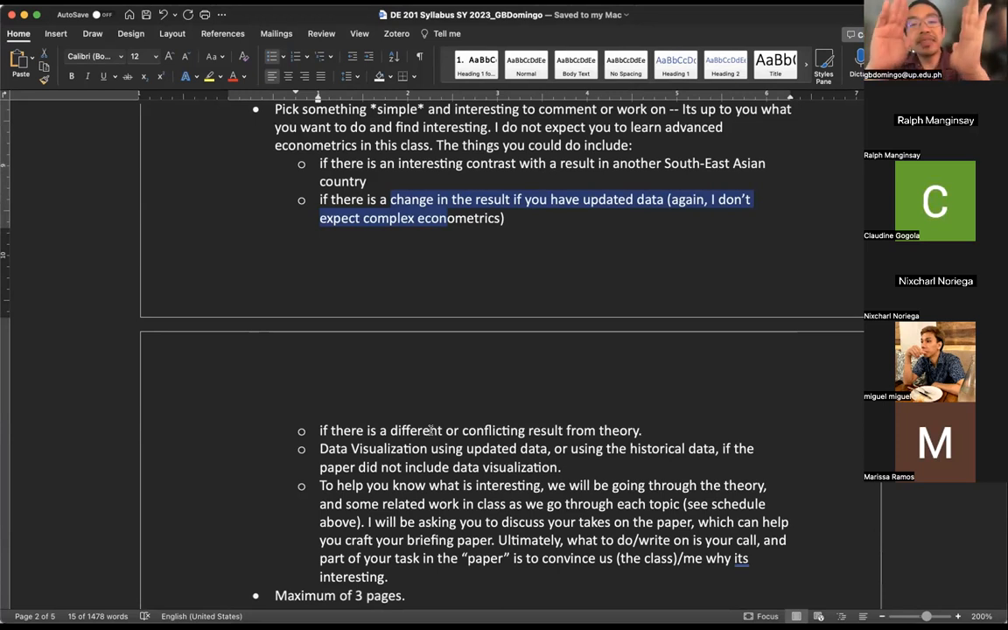I expect you to do some data visualization if it's possible, if you have new data. Some of these papers don't have data visualization. And when we get to those papers, we'll talk about it.